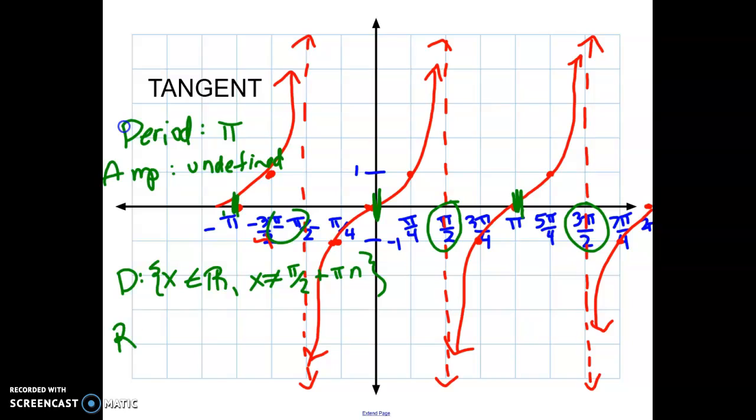And the range, this one should be an easier one. It's an element of the reals, right? Because it's going to go on forever up and on forever down. So the range with tan is pretty easy, but the domain is the tricky part.